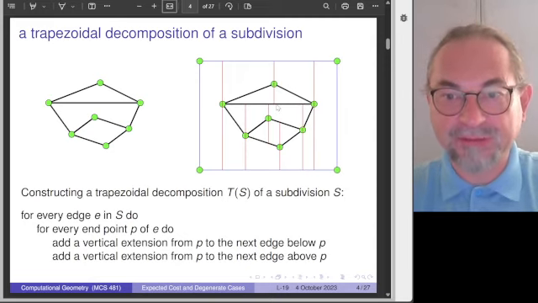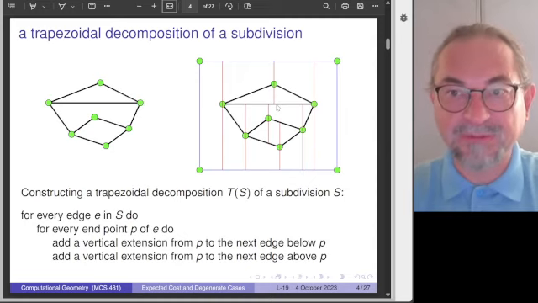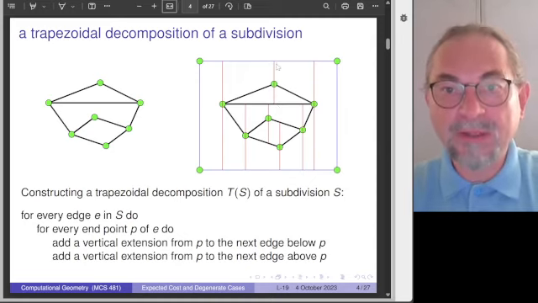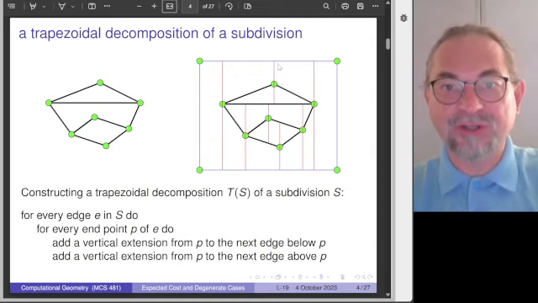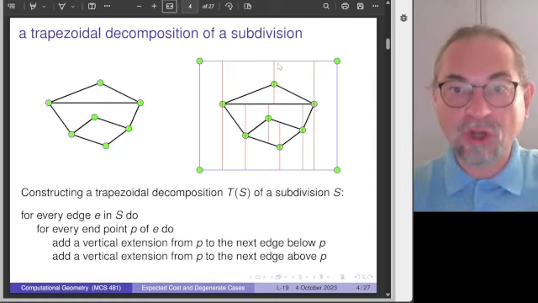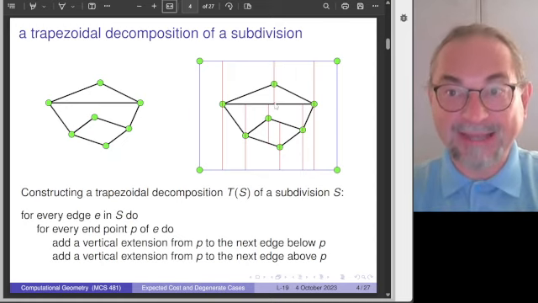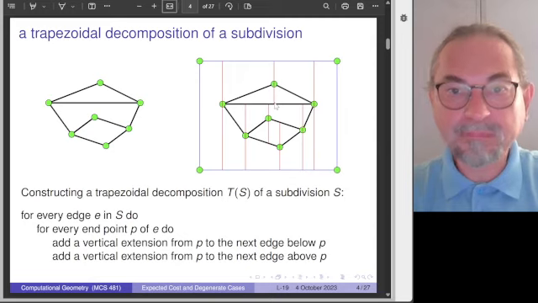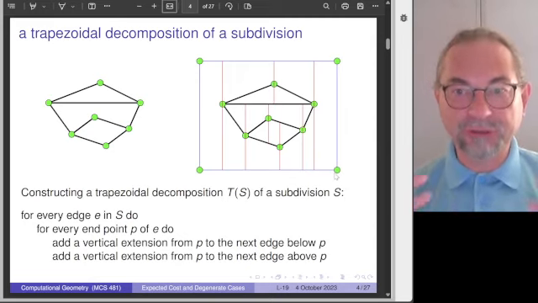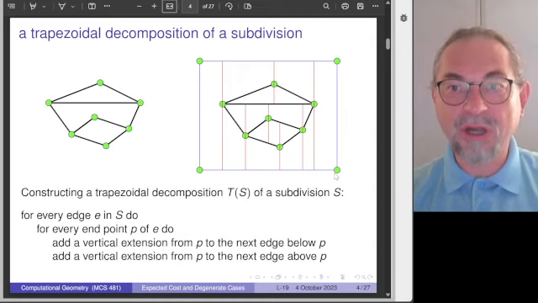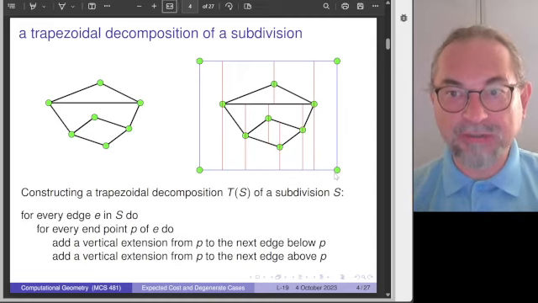That was our first idea of lecture 17, but that turned out to be rather expensive as far as storage cost goes. Instead, we have vertical extensions that go to the edge above, which could be the bounding box, or the edge, and the edge below. And you can see where the word trapezoidal decomposition arises, because our faces in this map are in general trapezoids.